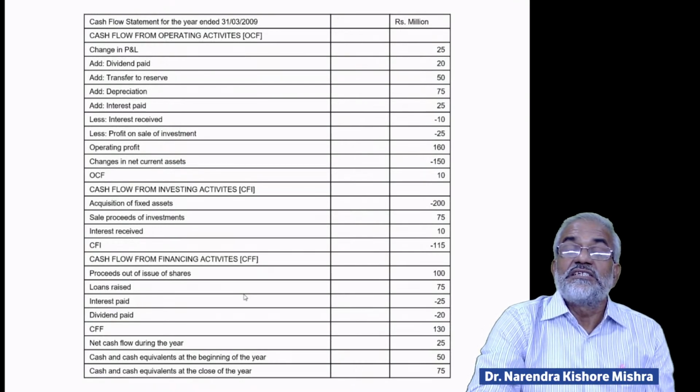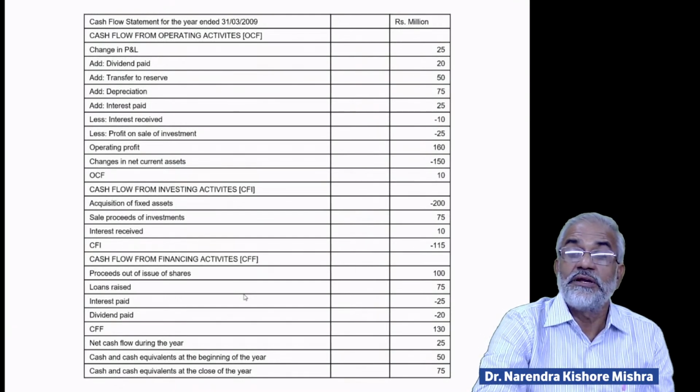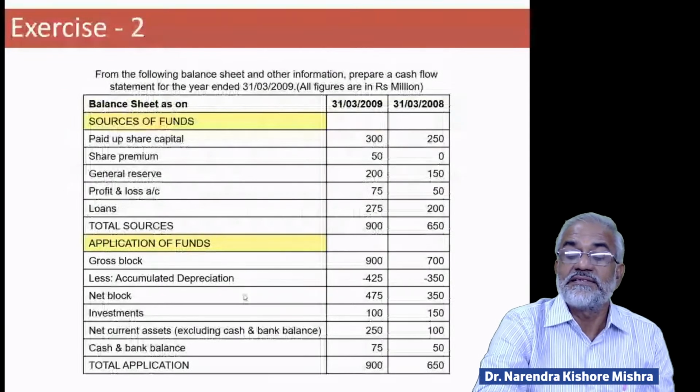So if we take into consideration all the 3 sources, the net cash flow is 25 millions, and at the beginning of the year, the balance of cash was 50 million. When that is added with the net inflow of cash during the period, the net cash or cash equivalent at the end of the period comes to 75 millions, and that exactly tallies with the figure given in the cash and bank balance.